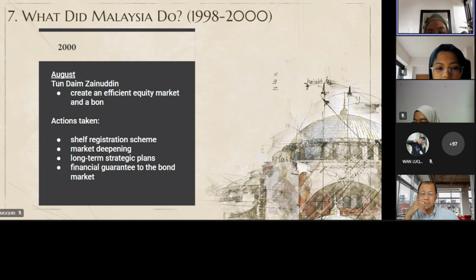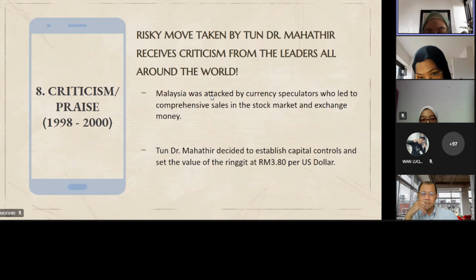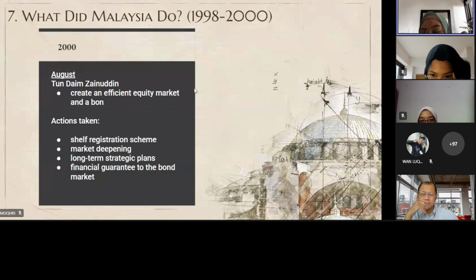So in conclusion, with all the measures done by the government, Malaysia's recovery in 1999 to the year 2000 was among the strongest of the Asian crisis economies.